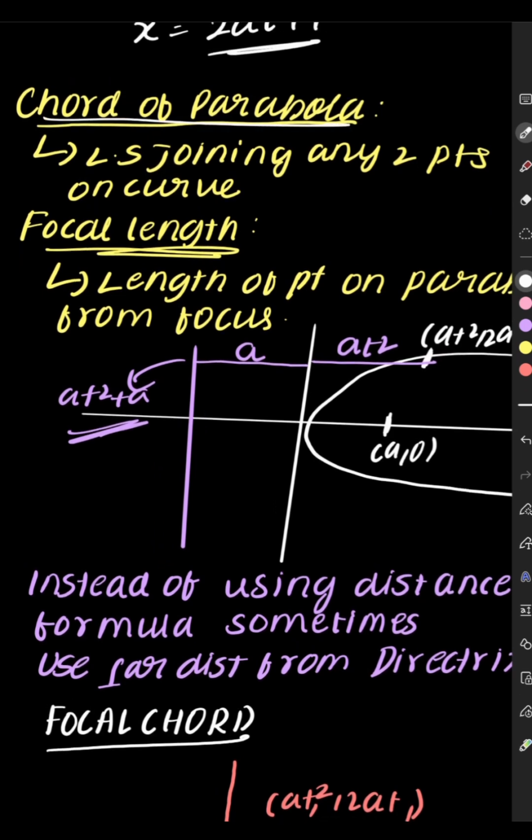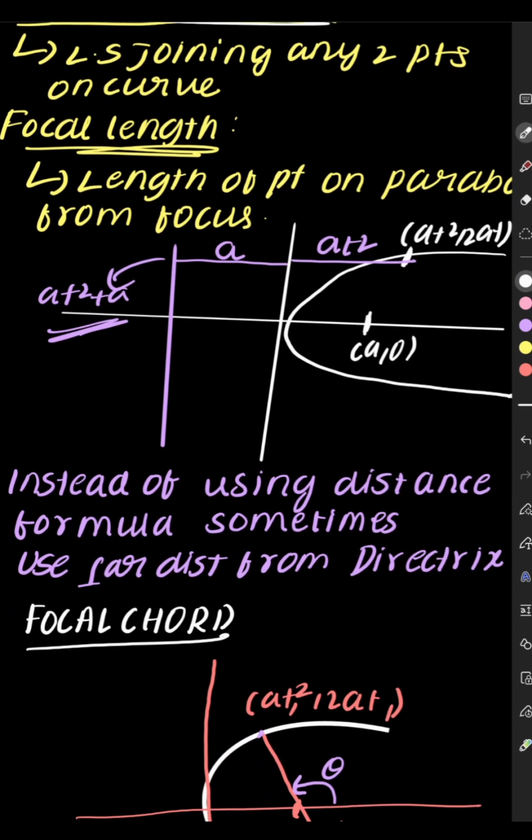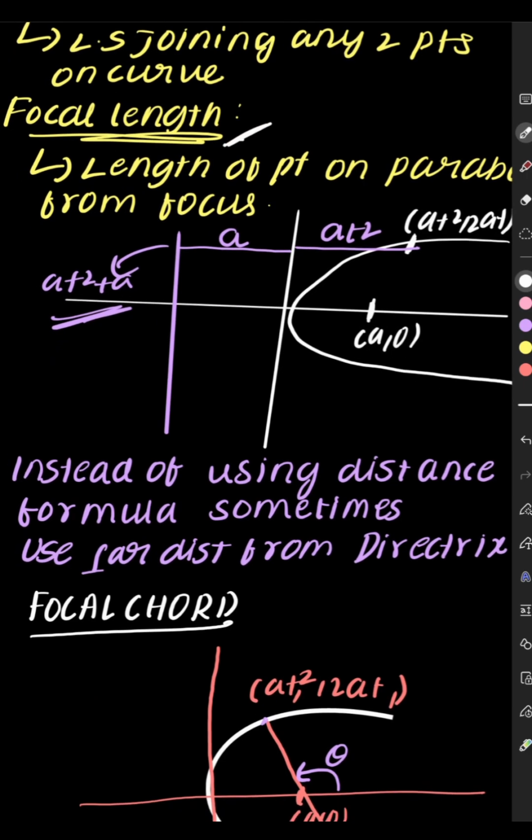Chord of a parabola is basically a line segment joining any 2 points that are on the curve. Focal length: the length from any point on the parabola to the focus is our focal length. But do remember that, because it's a parabola, this point is equidistant to the focus and the directrix.